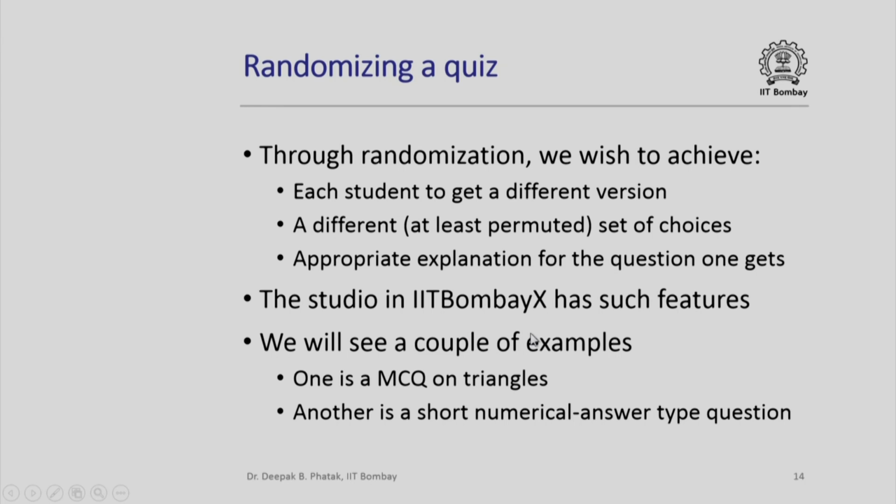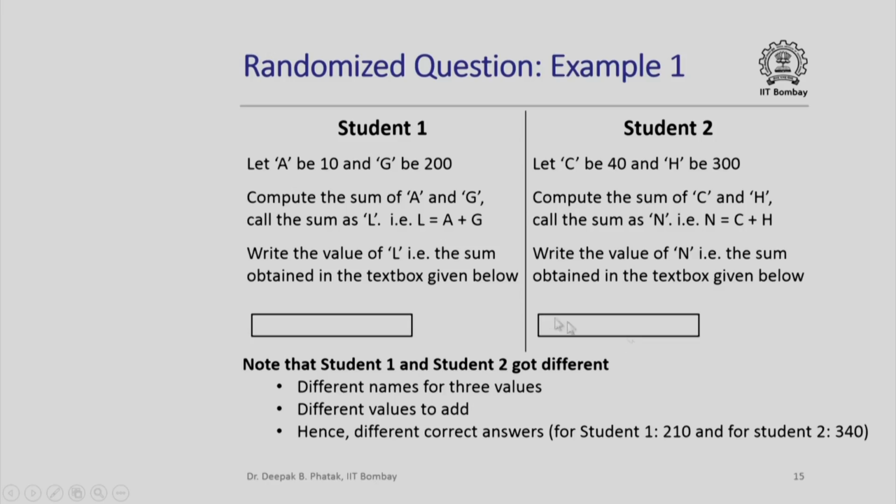The studio in IIT Bombay X or OpenEDX has these features. We will see a couple of examples. One will be the MCQ on triangles that we just saw. The second is a short numerical answer type question. It is an extremely simple numerical question where we expect people to add two numbers and give us as an answer the actual value of the sum. Let us take the second example first. So, in this first example, we want to ask a student that let some symbol be value 10, some another symbol be value 200.